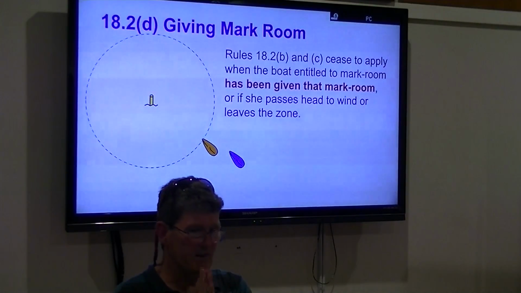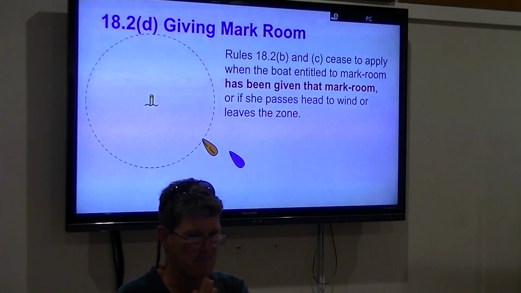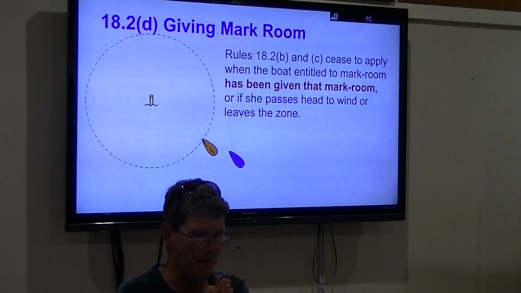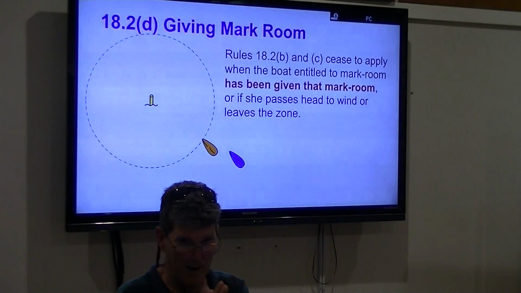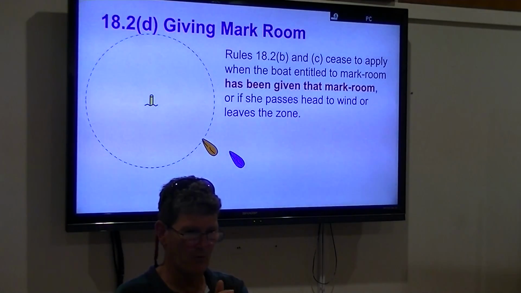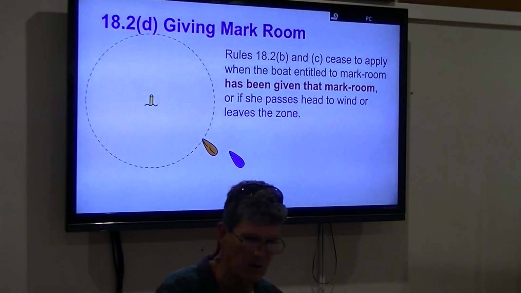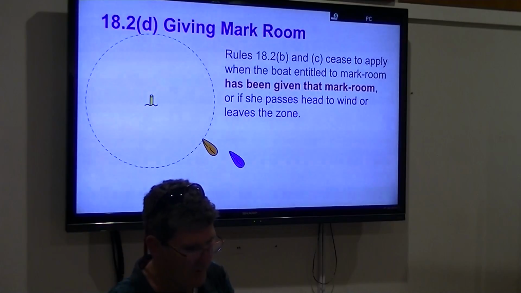New rule. This is an entirely new rule. Nothing like this existed before, or the last sentence. It became apparent that it was very difficult to know when mark room ended. And so they came up with this wonderfully obtuse rule to say when mark room ceases to apply. It ceases to apply if people tack or leave the zone, and there are other rules for that.